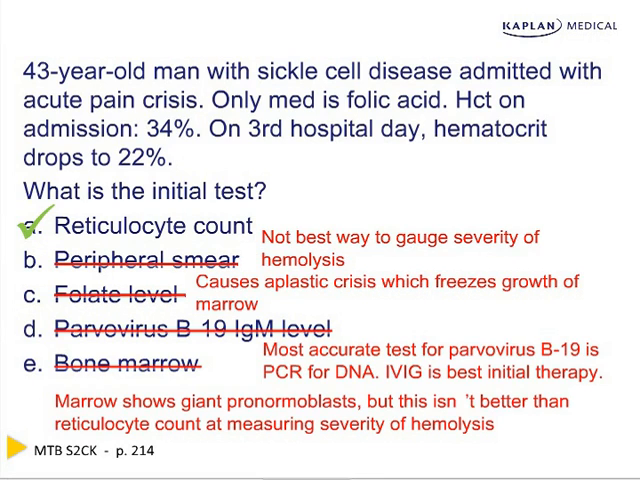Bone marrow will show giant pronormoblasts, but it isn't better than a reticulocyte count at measuring the severity of hemolysis. We rarely do the bone marrow for parvovirus. To summarize the answers for parvovirus, it's a sudden drop in hematocrit in a person with a hemoglobinopathy, particularly sickle cell disease. The reticulocyte count drops first. That's your first answer. If those retics are down in sickle cell crisis, it either means folic acid deficiency or parvovirus. And since this person's on folic acid, you should be looking for the parvovirus.